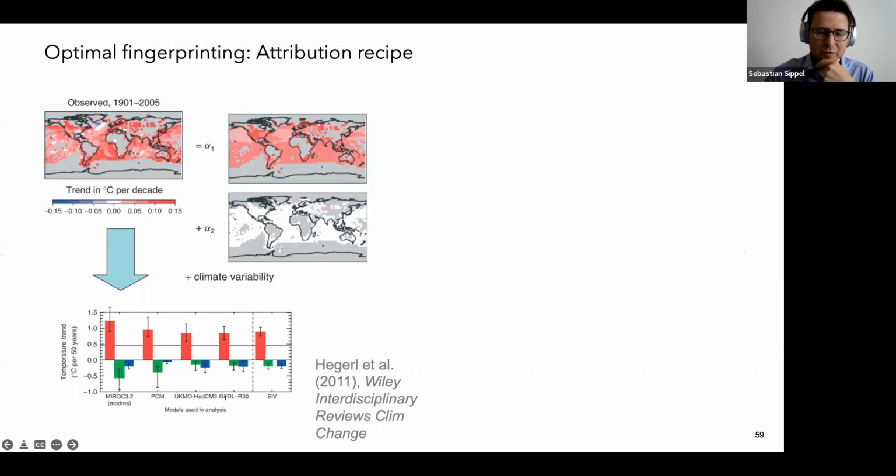And so if you look at the results of these optimal fingerprinting studies, you typically end up with plots of these scaling factors. So this illustration here would be the scaling factor for temperature change in this case. The red one is for greenhouse gases, the green one is for aerosols, and the blue one is for natural variability. So really, the idea is to have this as a regression model.